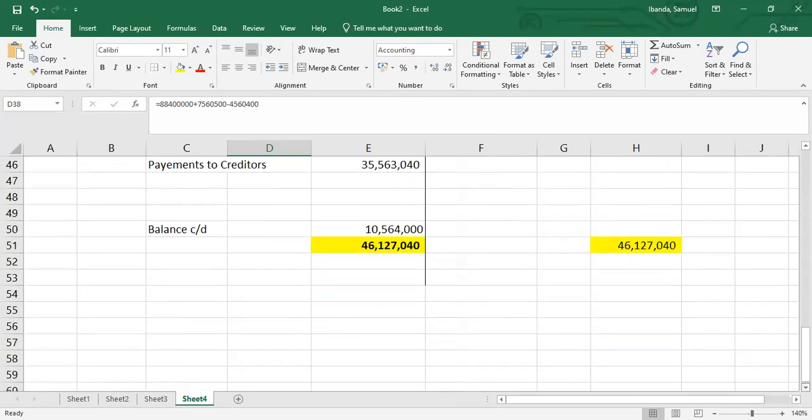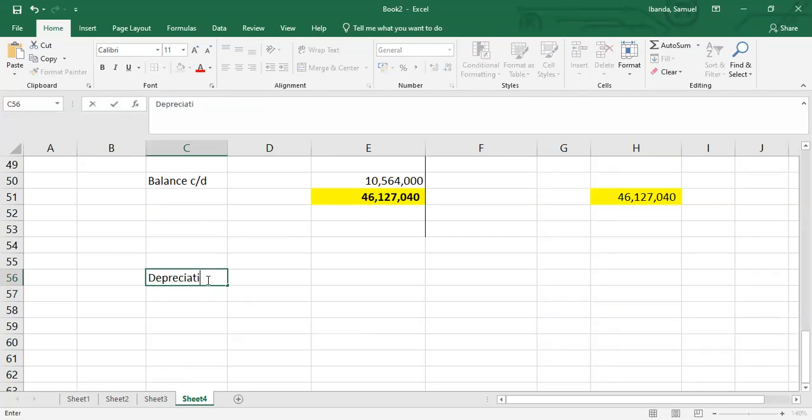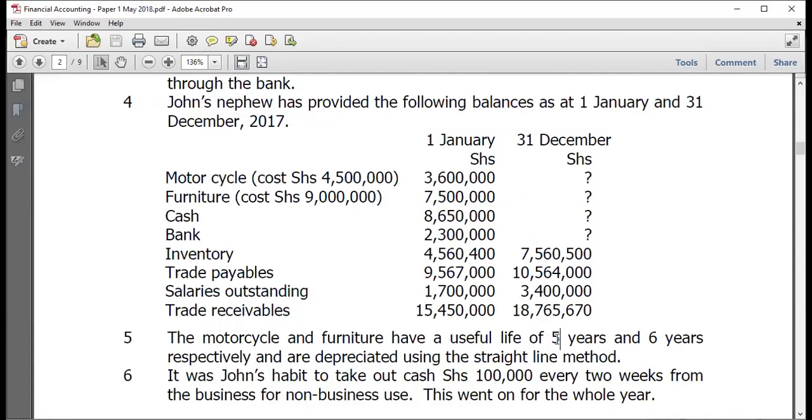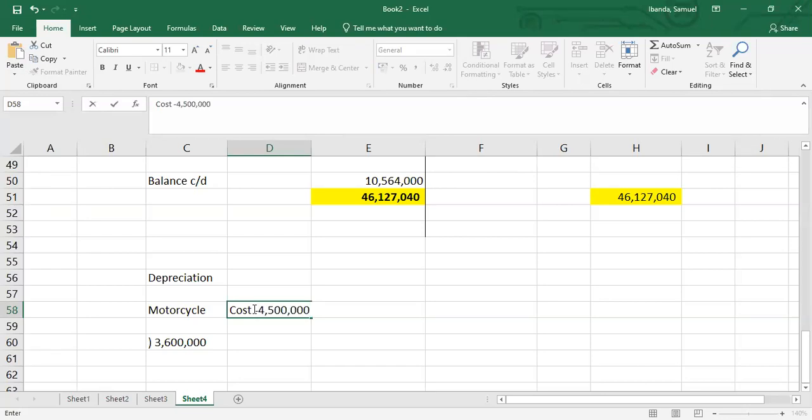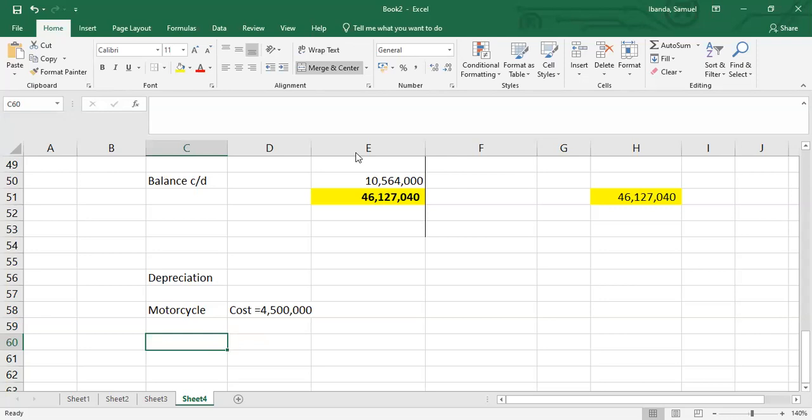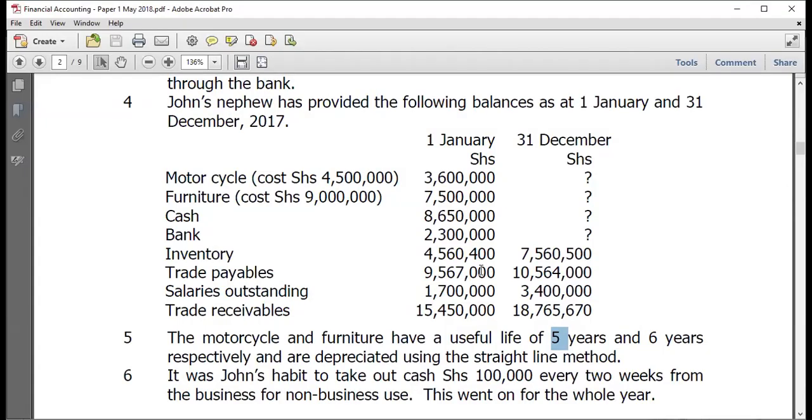Under my working down here, I'll calculate depreciation. I'm going to calculate for motorcycle. Is it motor vehicle or motorcycle? It's motorcycle. So motorcycle has 5 years, and then it has the cost. Let me copy these values here. The cost value is 4.5 million. They are telling us that this is for five years, and it is depreciated as straight line.